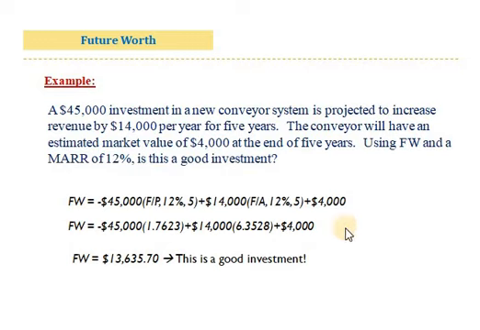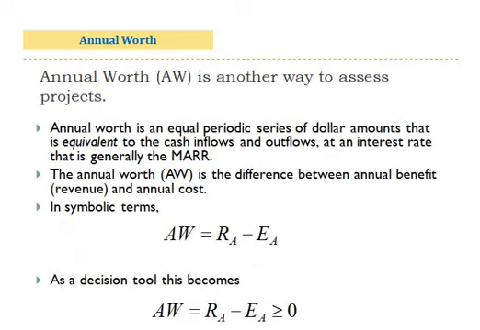So what will be the final answer of the future worth? It is 13,635. So it is a positive value. Then this is a very good investment, because if the future worth was 0, then I got the 12% MARR. If it gave me a number greater than 0, this means that I got more than the 12%, which is great. Using the annual worth is another method for assessment of the project.